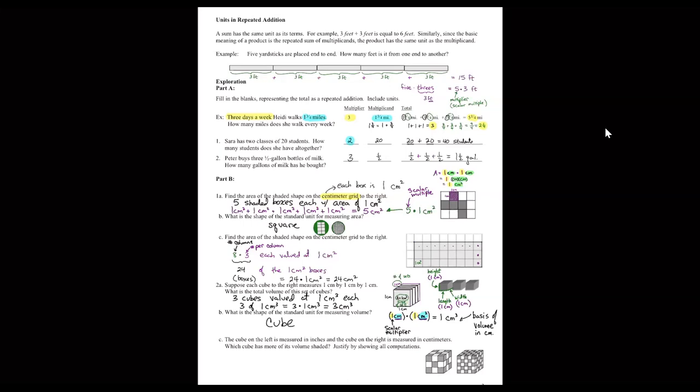So in this, geometrically, that equates to smaller squares, smaller cubes. Cube on the left is measured in inches. Cube on the right is measured in centimeters. Which cube has more of its volume shaded? Justified by showing all computations.